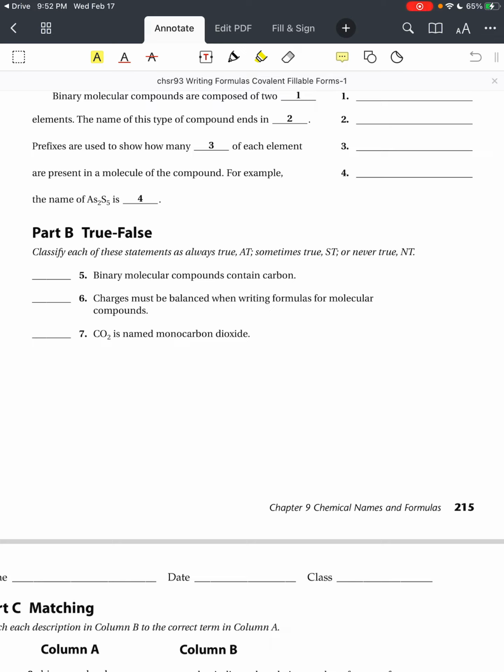And charges must be balanced in writing formulas for molecular compounds. That is never true. These are not ionic compounds where we're trying to neutralize the charge. We have different bonding here. We have covalent bonding, and we're following different rules. So that's never true. And CO2 is named monocarbon dioxide. That's never true. The mono in the front is understood.